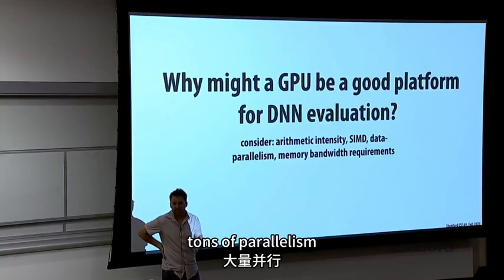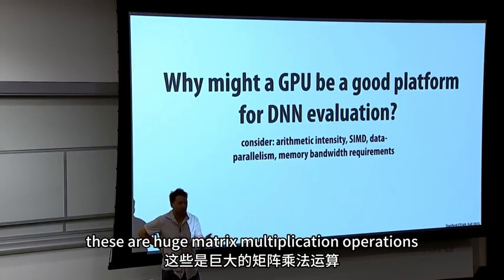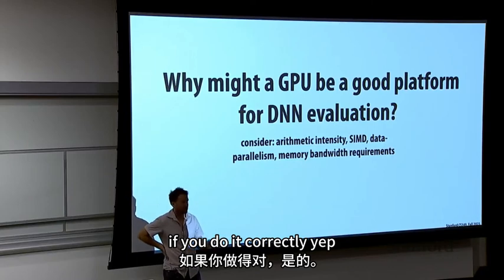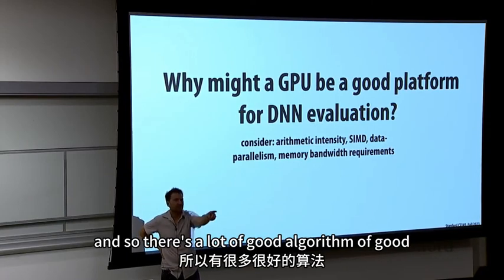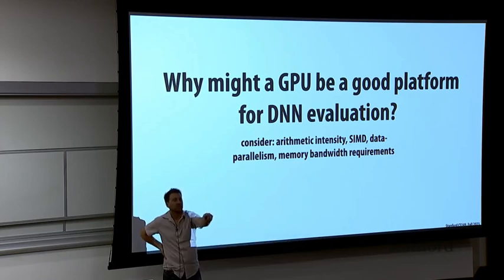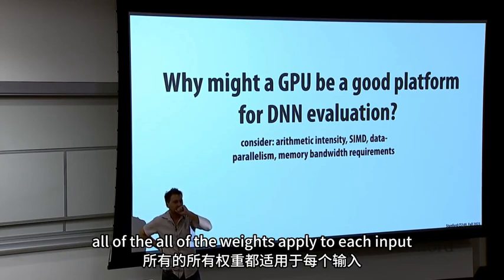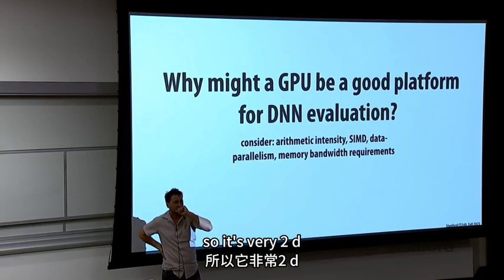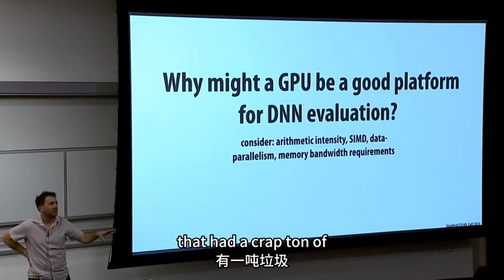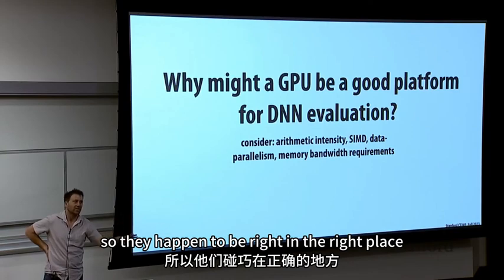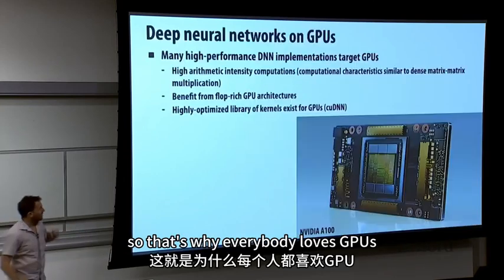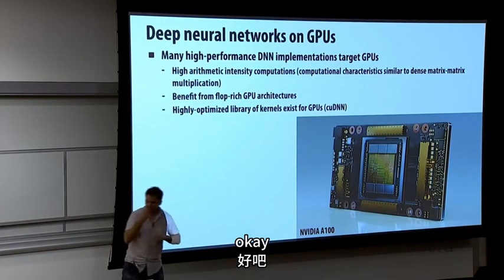Parallelization. Tons of parallelism. These are huge matrix multiplication operations. What else? Has a lot of compute. Has a lot of arithmetic intensity if you do it correctly. Yep. And so there's a lot of good algorithmic, good ordering optimizations to get the arithmetic intensity so we can use all that compute. All of the weights are applied to each input, so it's very SIMD. So we've got a lot of SIMD capability, and we already have these processors that had a crap ton of ALUs on them for graphics, so they happen to be right in the right place at the right time to do machine learning about a decade ago, right? So that's why everybody loves GPUs, okay?